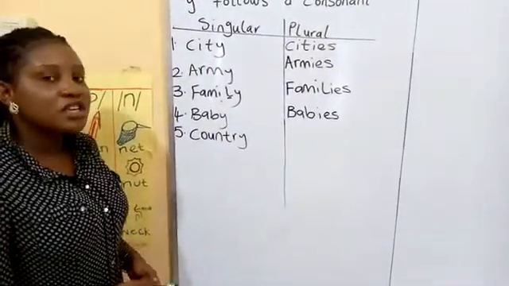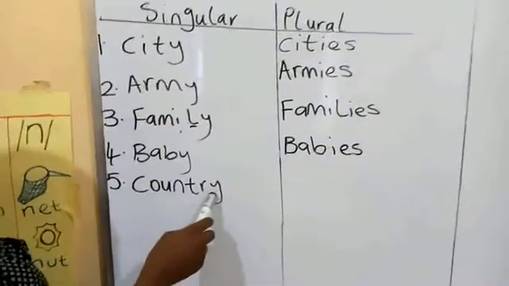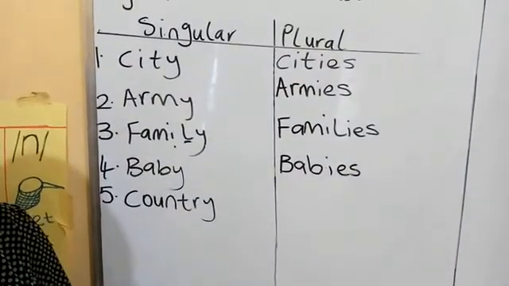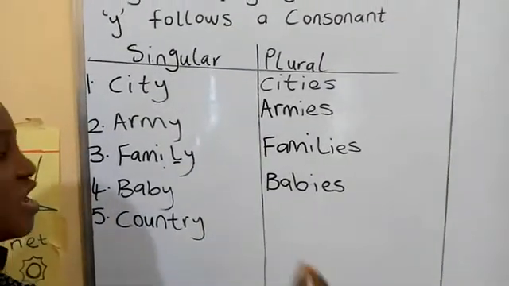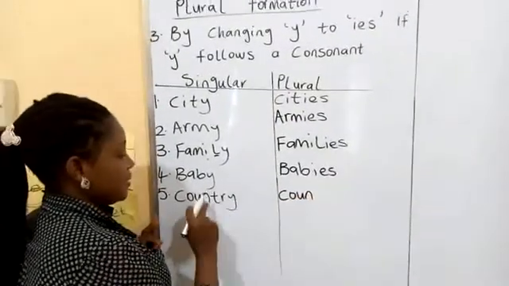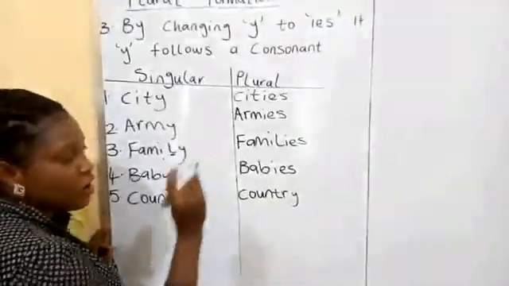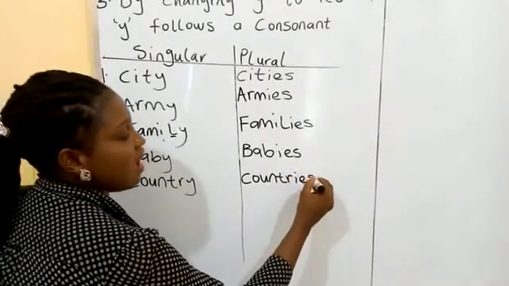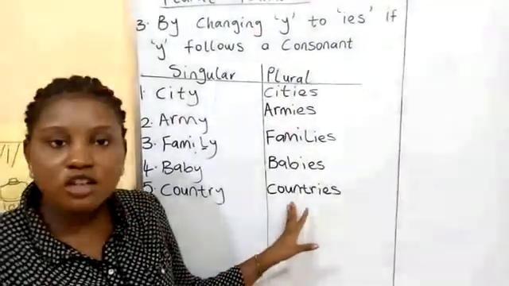Look at it closely. Y follows a consonant, isn't it? After Y, we have a consonant here, which is letter R. So it means we will change this Y to I and add ES. We'll start from here. COUNTR. Will we add Y? We will not. Instead, we will change the Y to IES. It will no longer be country, but countries.